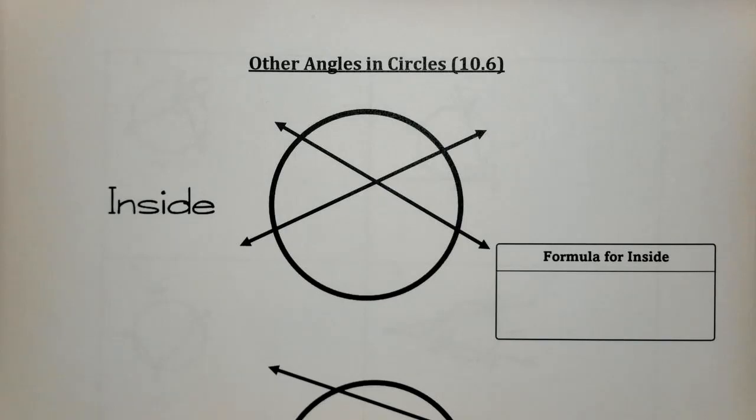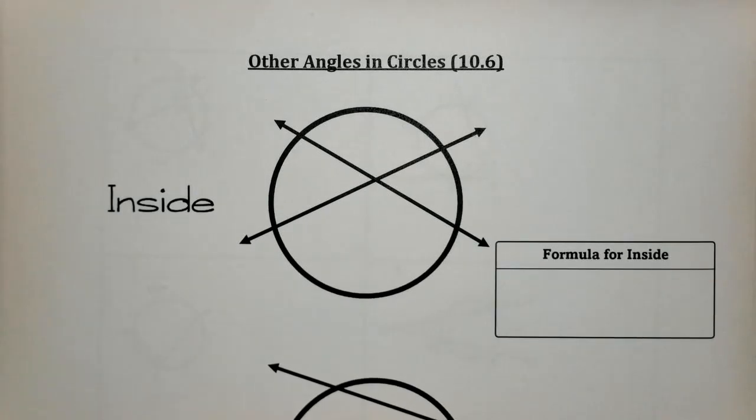All right, this video is going to cover different kinds of angles in circles, dealing with secants, chords, and tangents. We've already discussed inscribed angles, that the inscribed angle is going to be half the measurement of its intercepted arc. Now let's go ahead and talk about what happens if we have the angle inside of the circle.